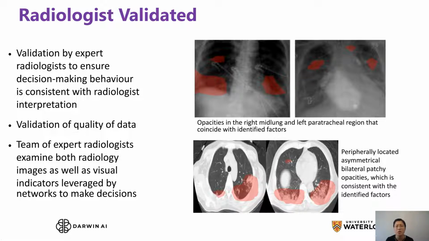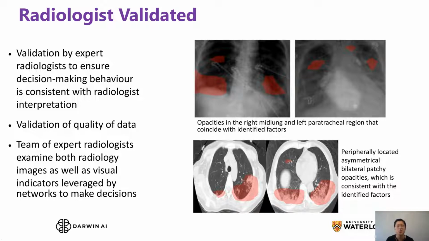And this also allows us to validate the quality of the data. As you saw with the earlier cases, there are quality issues like embedded text, and there's other data that has imaging artifacts and so on and so forth. By taking this explainable AI approach, it allowed us to identify all of these individual issues and either correct for it or exclude data that doesn't meet the quality requirements.